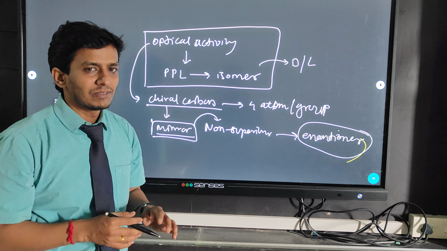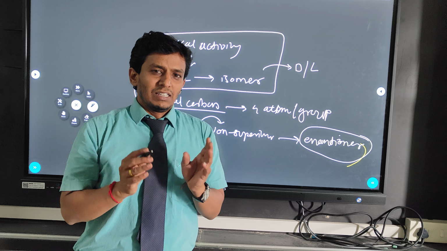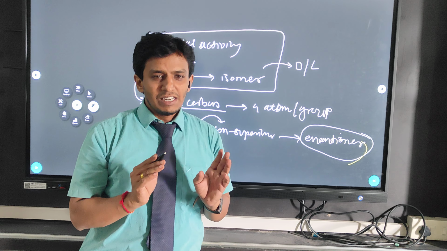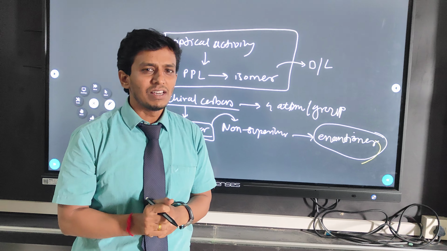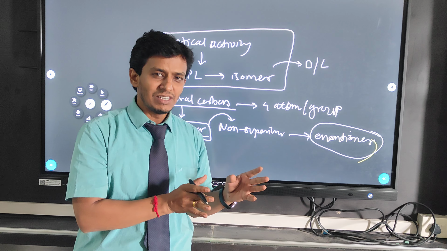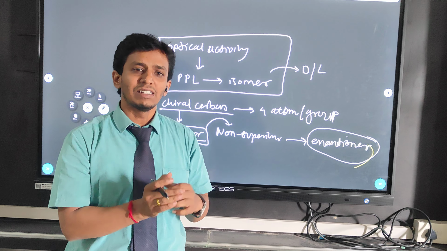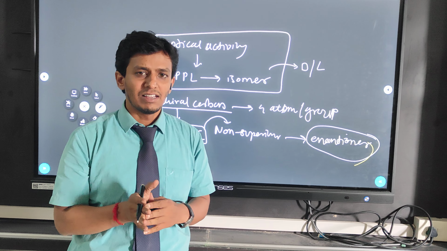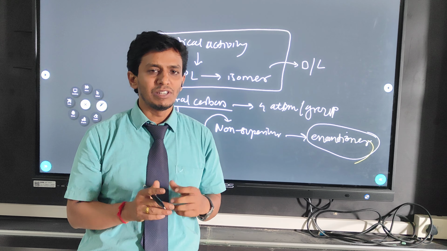So dear students, in the next video we are going to see the important elements that are necessary to see whether the compound is optically active or not, or whether the molecule is chiral or achiral. That is called the elements of symmetry. In the next video we will see.